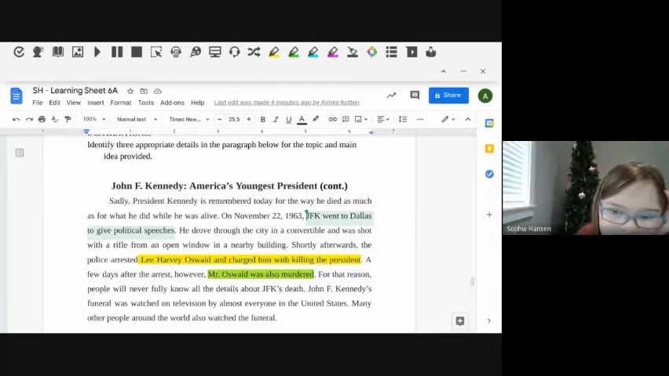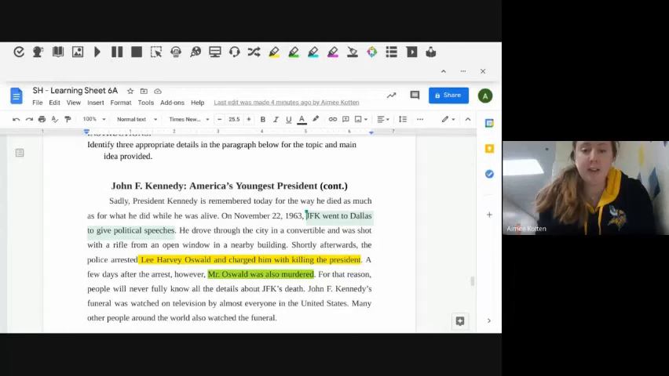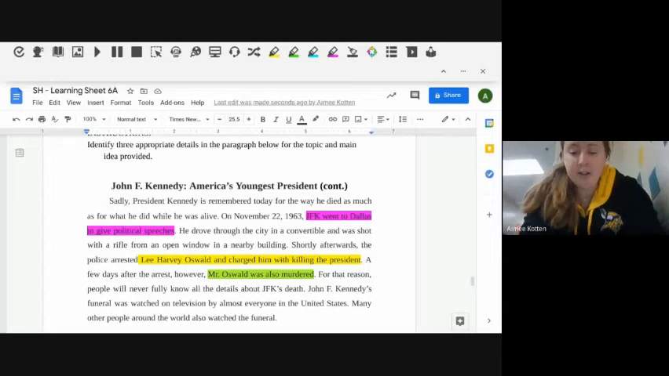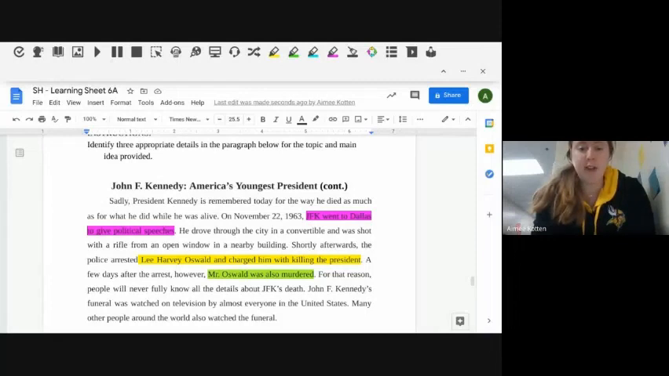Pink. Okay. So we're going to take this one about Harvey Oswald away and write JFK went to Dallas to give speeches. So now we're going to find one more detail. Maybe look at the last sentence.